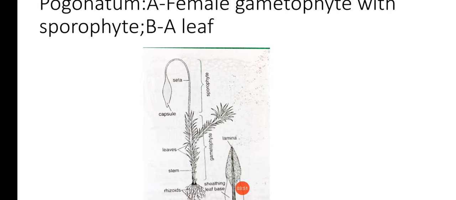The gametophyte is having the sporophyte, which is partially dependent upon the gametophyte, which is the characteristic feature of the bryophytes. And here the rhizome is perennial and well developed, from which arise upwardly growing erect stems which are less branched.